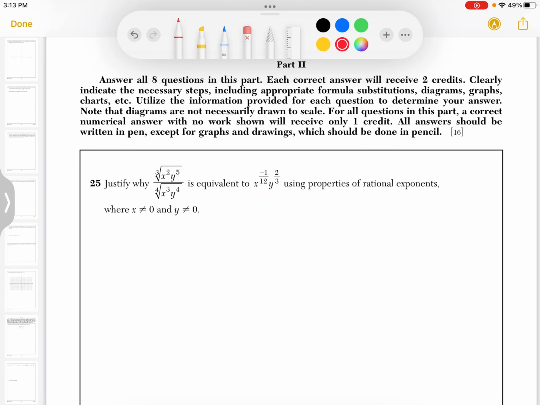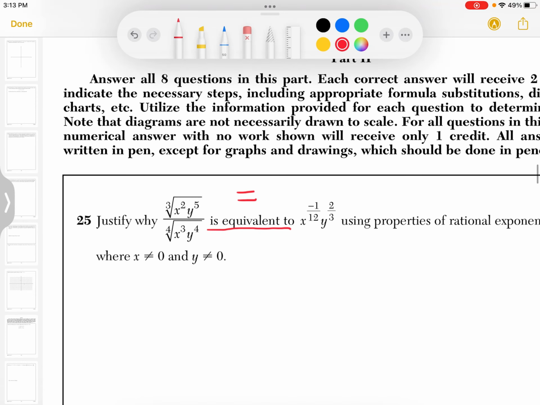So I love questions like these that say stuff like "is equivalent to." It's telling you they're equal to each other. You just have to work through some algebra and some exponent rules and stuff like that to simplify this down and prove that they actually are equivalent to each other.